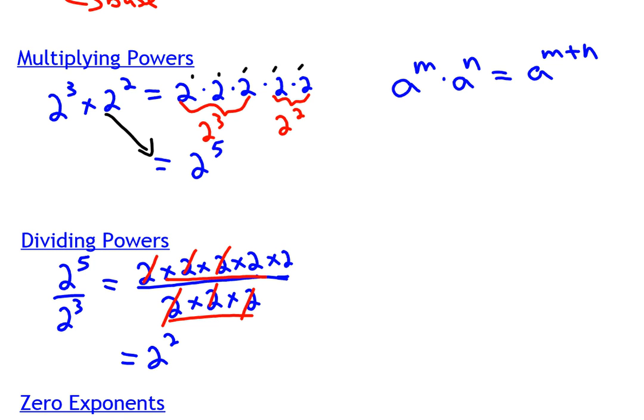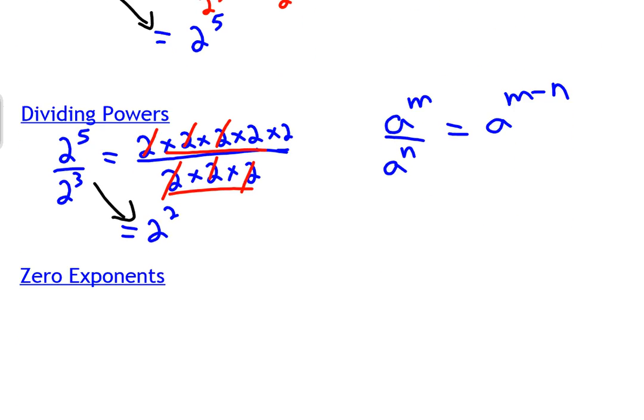And again, we should be able to look here and find a shortcut. The shortcut is that if we have 2 powers with the same base that we're dividing, we keep the base and we subtract the exponents. Nice little shortcut there. All right, let's have a look at 0 exponents.